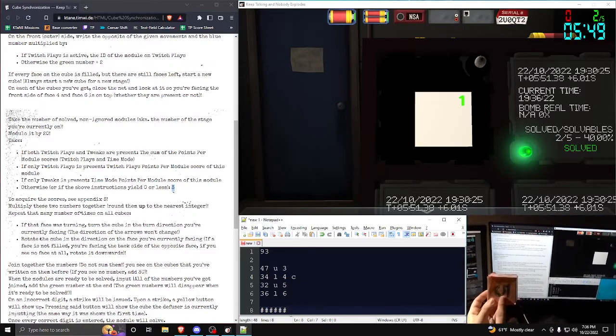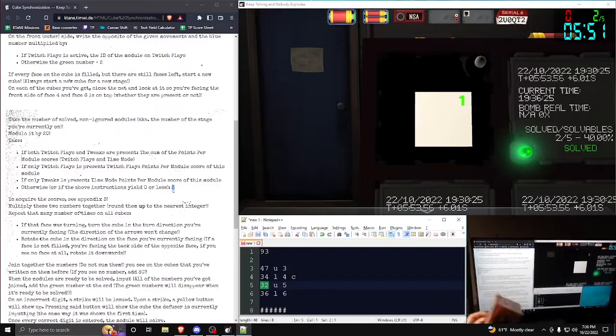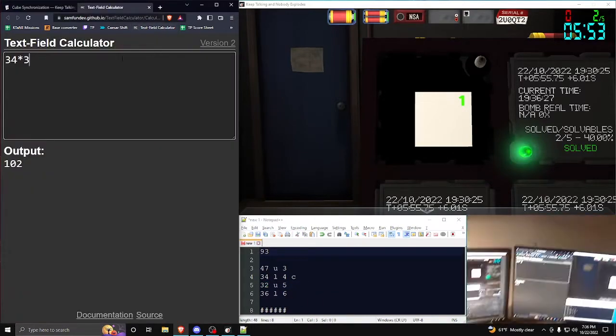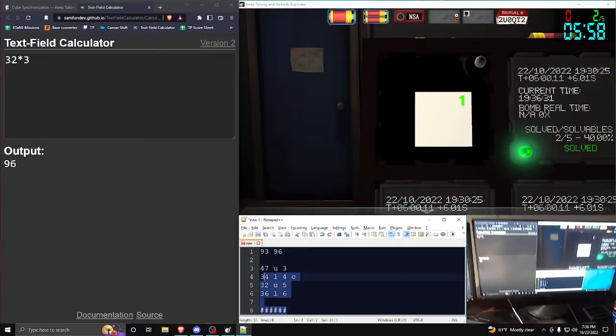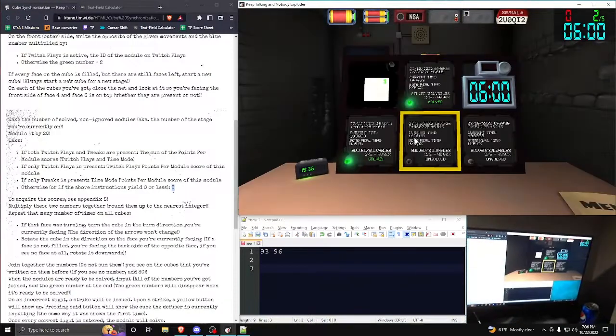We're looking at the outside of phase 5, so we're going to take this 32 and multiply it by 3, which I don't know off the top of my head. It's 96. So stage 2, we have 96. Now, let's do stage 3.